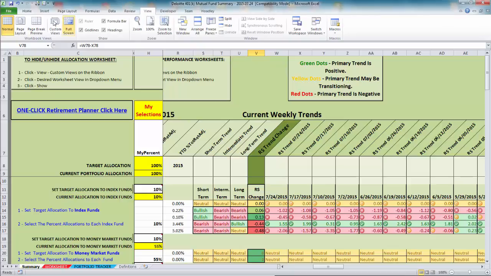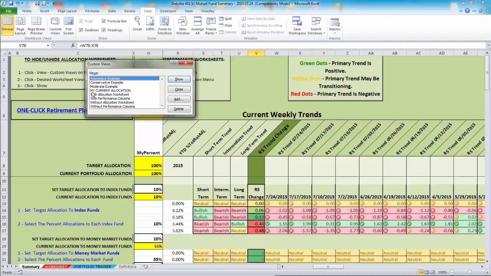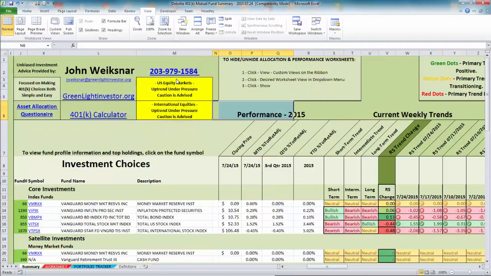Let's go back to our worksheet by clicking Custom Views. We'll go with Performance Columns, and that takes us back to our home page.